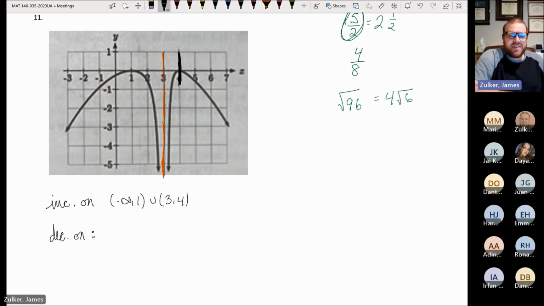So then where is it decreasing? Where else? So 1 to 3 union with 4 to infinity. And again, decreasing to the right of 1.